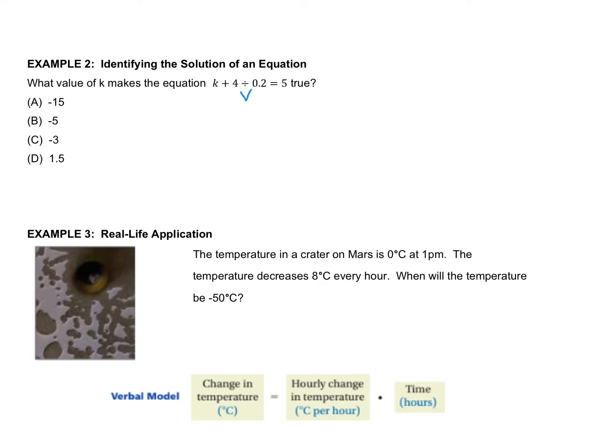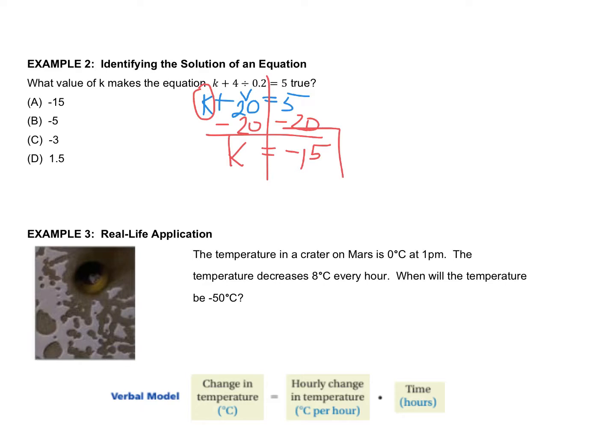So 4 divided by 0.2 is actually 20. Then I can bring down the rest of my equation. So really all I've done is just simplify the numbers that I can simplify. Now I've got to figure out, okay, how do I move this 20 away? Because again, we want k to be our final answer. I see plus 20. So the opposite of plus 20 is to subtract 20. K equals negative 15. So that would be the answer.